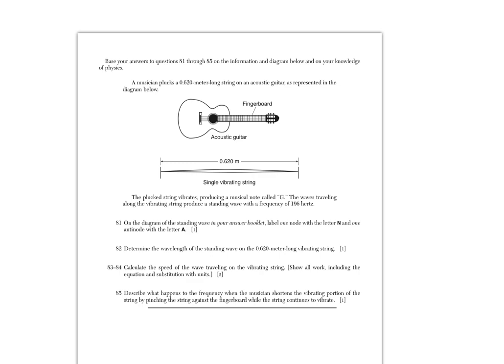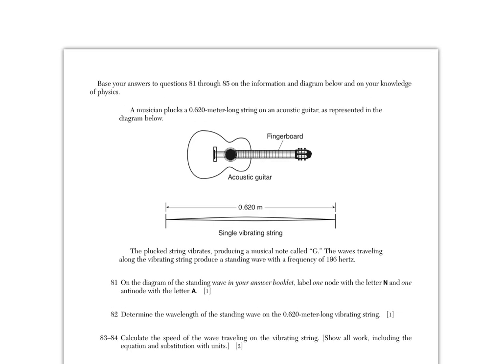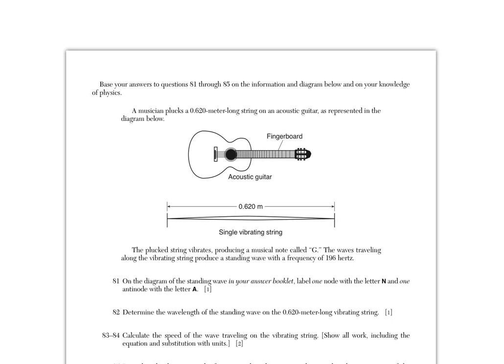Okay, terrific. We have the last question set. We have ourselves an acoustic guitar with a string that's vibrating. It looks like it has an antinode in the middle and nodes at the ends. And it says the length of the string is 0.620 meters. And then it says it plays the G note, and that's a frequency of 196 hertz.